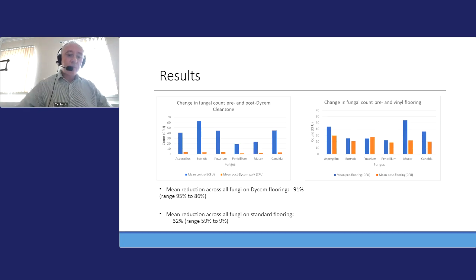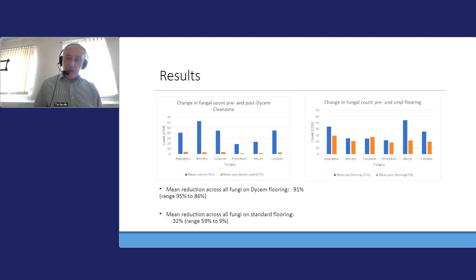So what we found was that the Dycem flooring gave a mean reduction of all fungi down by 91%, and this was infinitely superior to vinyl flooring, which even with being treated with standard disinfection, only gave a reduction of 32%. So you can see the relative differences for the different fungi in comparison of the 2 surfaces.